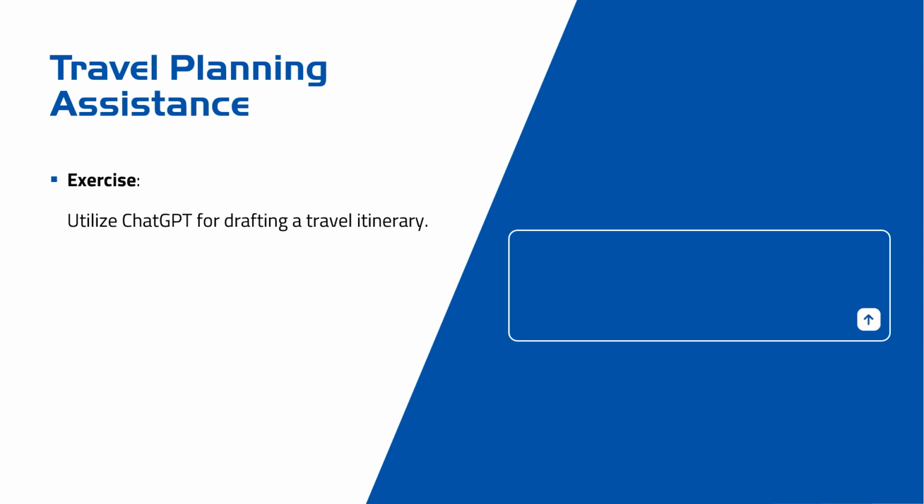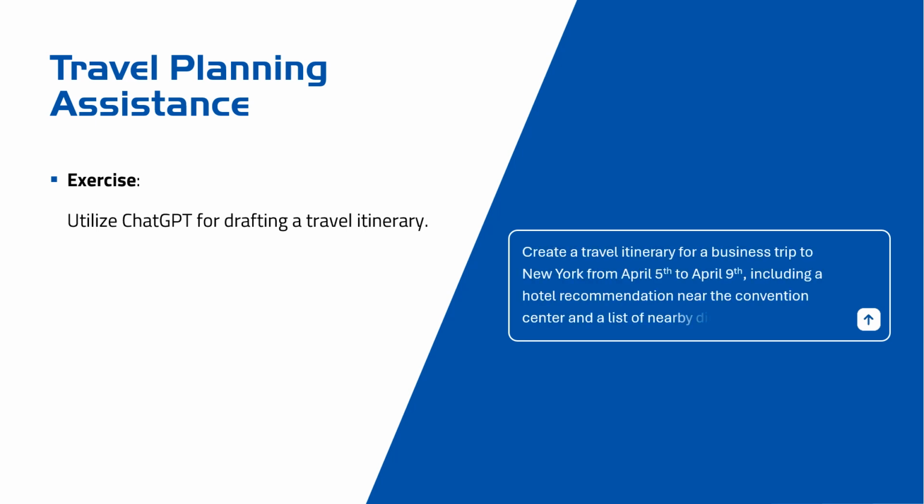Now let's try using ChatGPT to draft a travel itinerary. Let's use the prompt, create a travel itinerary for a business trip to New York from April 5th to April 9th, including a hotel recommendation near the convention center and a list of nearby dining options.